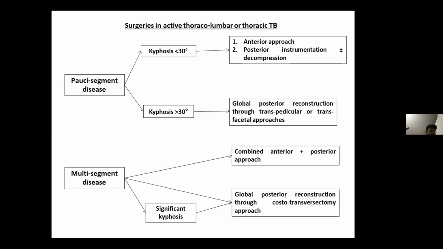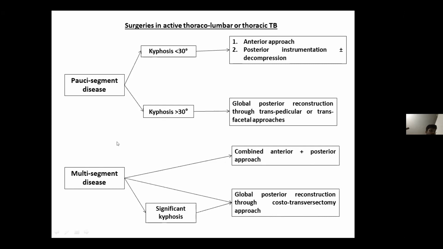But just to go over a basic guideline for treatment surgeries in active thoracic or thoracolumbar disease. We classify the patient as a few-segment disease or a multi-segment disease. In a few-segment disease, when there is not much kyphosis, then either an anterior approach or a posterior approach surgery is good enough. Whereas if the kyphosis is significant, more than 30 degrees, then if you go from the back, we need to do a global reconstruction either through the transpedicular or the transfacetal approach. When there is a multi-segment disease, it needs to be both an anterior and a posterior column reconstruction, and it can be done with a combined anterior plus posterior approach or a global posterior reconstruction through a costo-transversectomy approach.